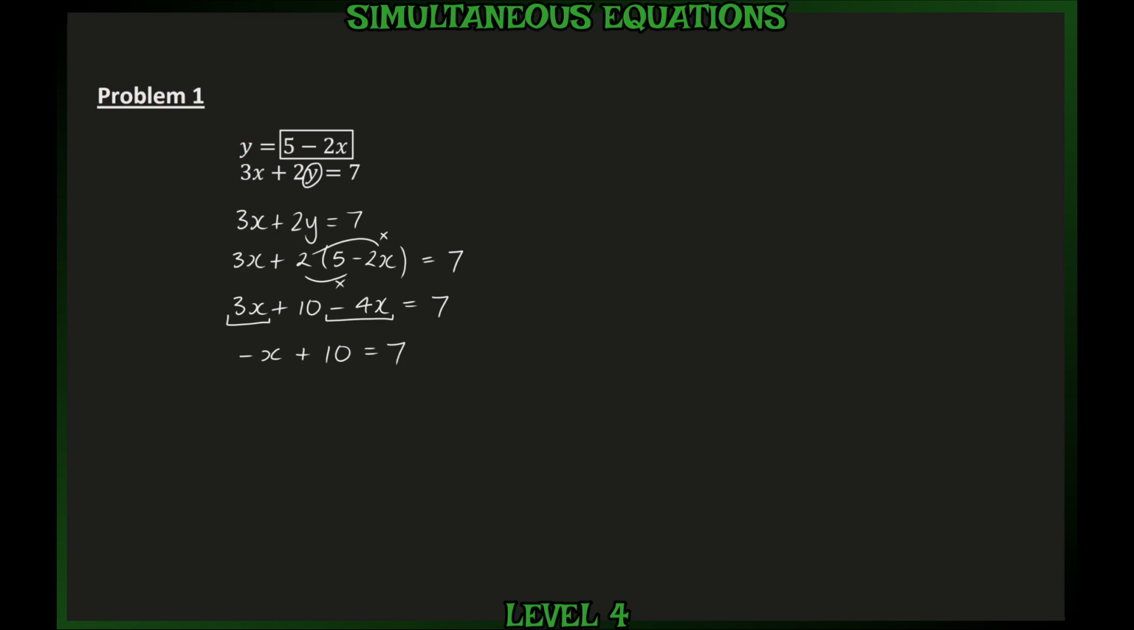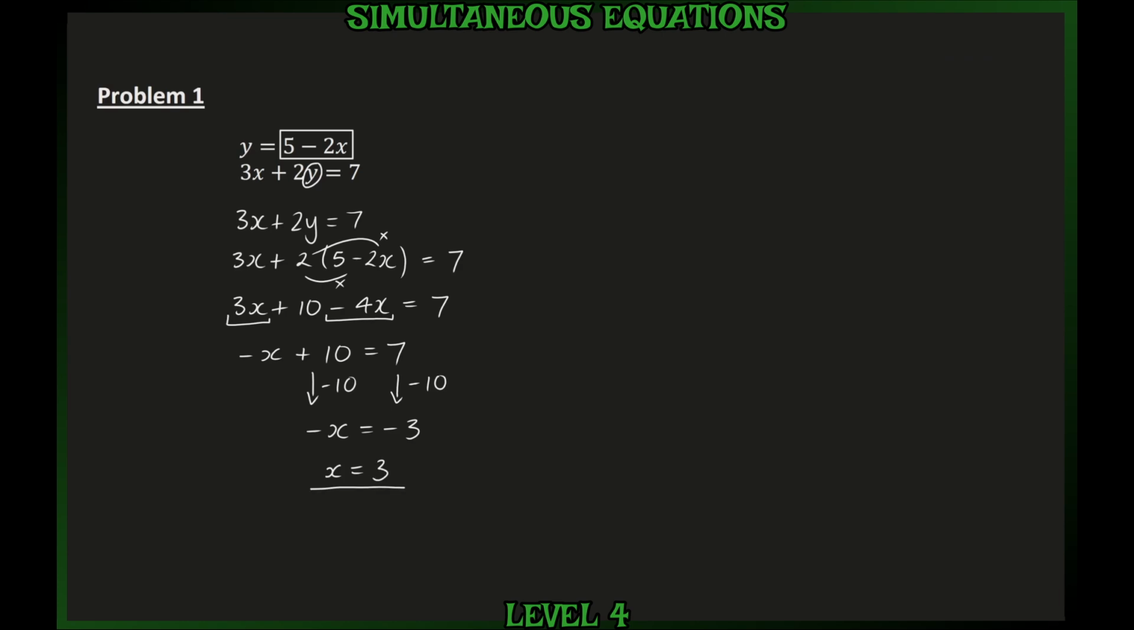We can continue solving now by removing the plus 10 from the left, and we can do this by using its inverse, which is minus 10, and doing the same on the right. On the left, the plus 10 and the minus 10 cancel out to leave us with minus x, and on the right, 7 minus 10 is minus 3. Finally, if minus x is equal to minus 3, we know that x must be equal to 3.